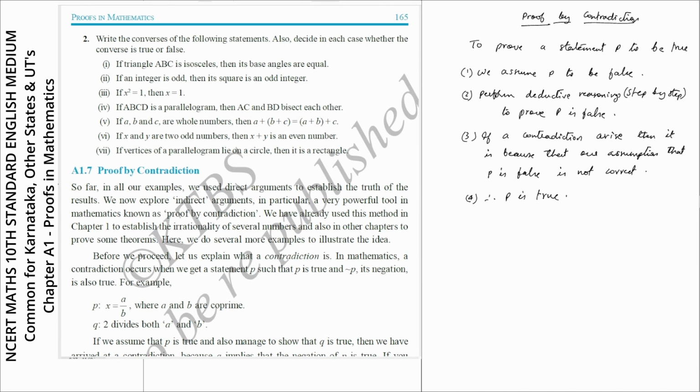In this method, to prove a given statement, we don't try to prove the given statement to be true. Instead we try to prove that the given statement is false, and if we don't succeed in proving that it is false, that means the given statement is true, okay. So to prove a given statement P to be true, we assume P to be false, and we try to prove that P is false. We perform deductive reasoning to prove P is false. And while proving, if a contradiction arises, then it is because our assumption that P is false is not correct, therefore P must be true. This is how we prove a given statement to be true, and this method is called proof by contradiction.